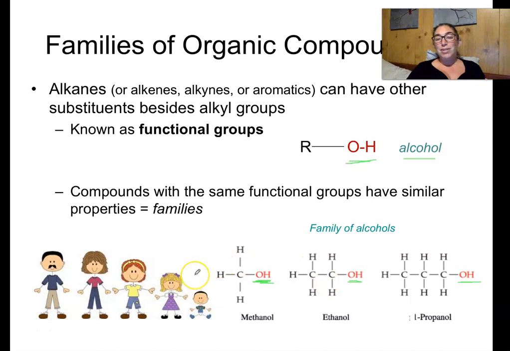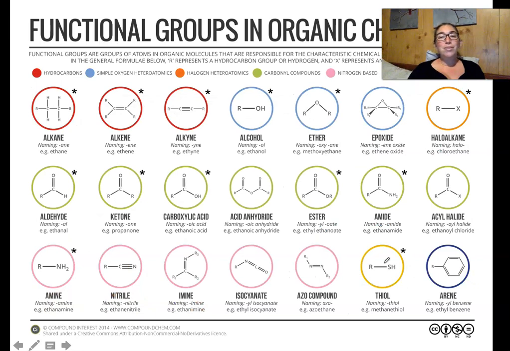So these molecules we would say are part of a family. They're part of the family of alcohols because they all have an alcohol functional group. And like in a family, people all kind of look and behave similarly maybe. Same thing with chemical functional groups or chemical families. So there's a bunch of different functional groups in organic chemistry. This is just an infographic from the internet that lists a whole bunch of them. You do not need to know all of these. I have starred ones that you will learn in this class.